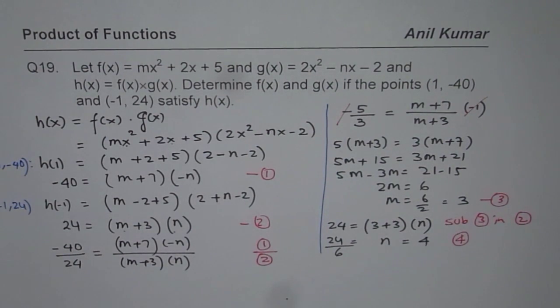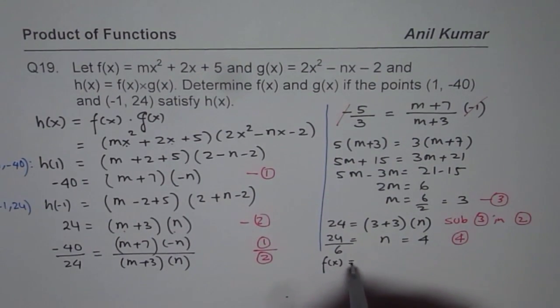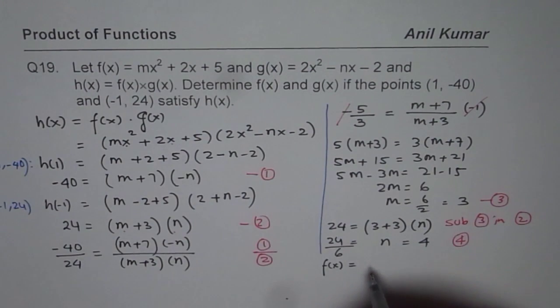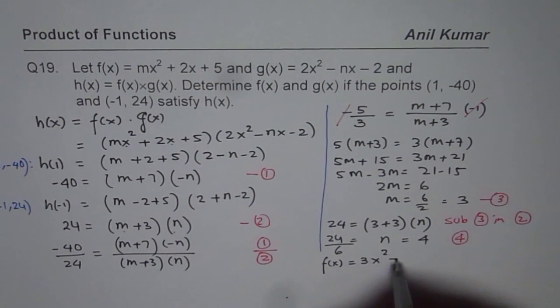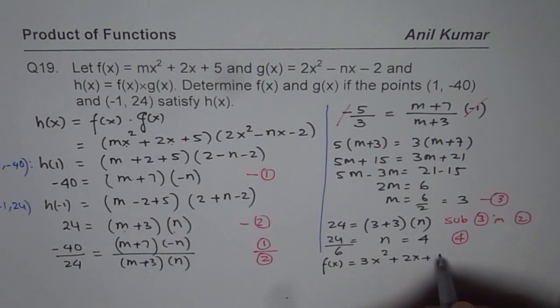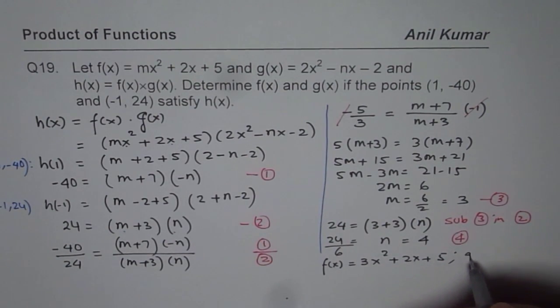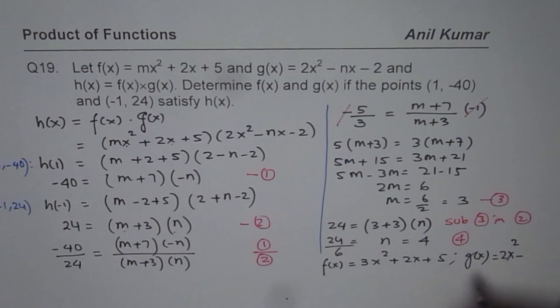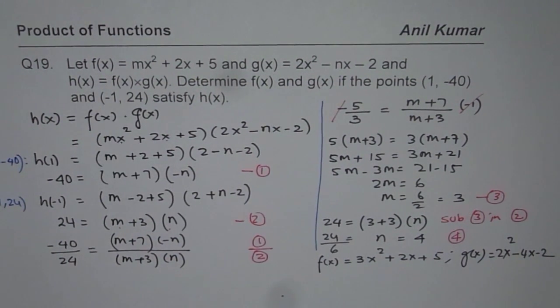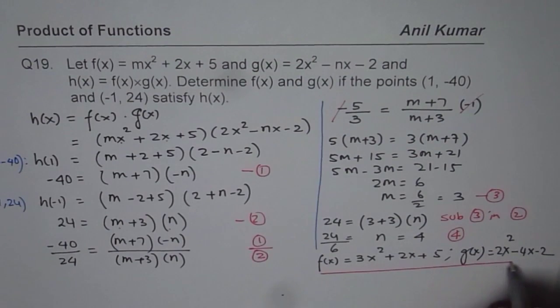Then you can write what the functions are. Now we can say f(x) is equal to, m is 3 for us, so it is 3x² + 2x + 5, and g(x) is equal to 2x² − 4x − 2, as n is 4. So that is what these functions are. I hope you understand the method. That is how it should be done.